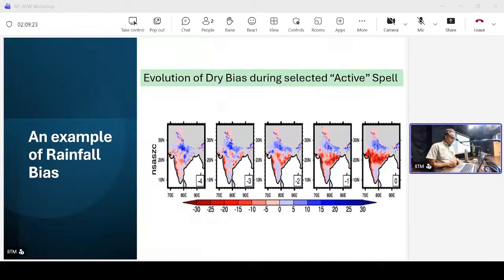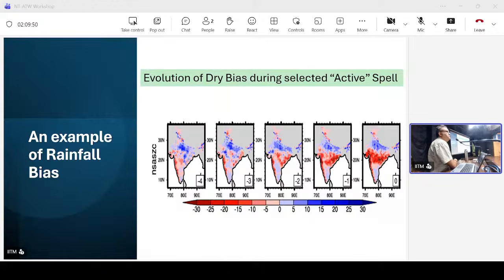So when I talk about forecast skill, I mean this. Suppose this is the active spell, and this is rainfall plotted 5 days before, 4 days before the peak active spell. Okay, because in the last lecture you heard about the active spell, which means extreme rainfall.